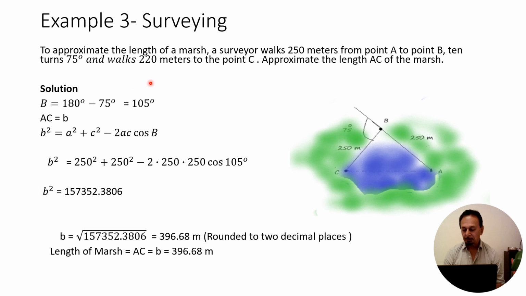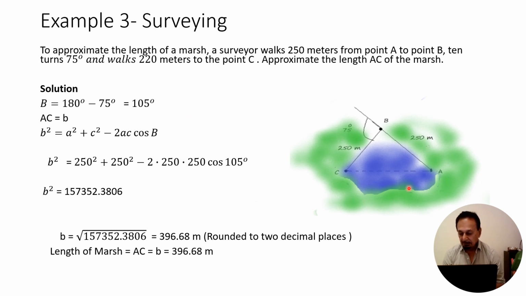Example 3. To approximate the length of a marsh, a surveyor walks 250 meters from point A to point B, and turns 75 degrees and walks 220 meters to point C. So now if you connect this one, we're going to approximate the length of AC of the marsh. So let's try to find the angle B. Well, this angle is 75, but this total is 180 degrees. So this angle B is 180 minus 75, which is 105 degrees.